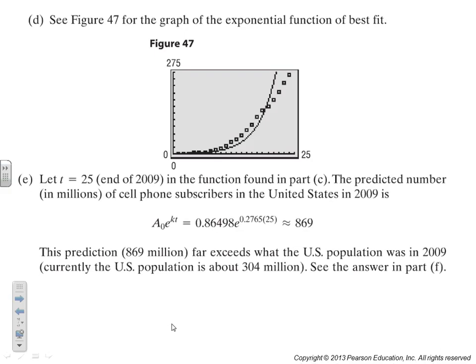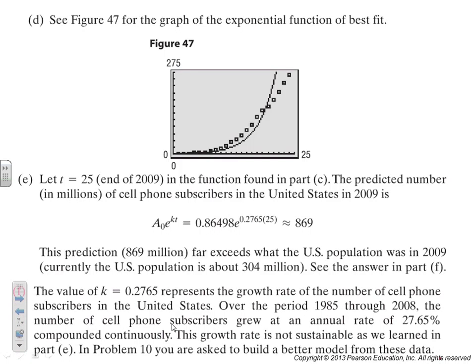And then we're going to let t equal 25, which is where we are at 2009. When we plug 25 into our function, we get 869, which is millions. And that's our prediction. The value of k, 0.2765, represents the growth rate of the number of cell phone subscribers in the United States. Over the period from 1985 to 2008, the number of cell phone subscribers grew at a rate of 27.65%, compounded continuously.